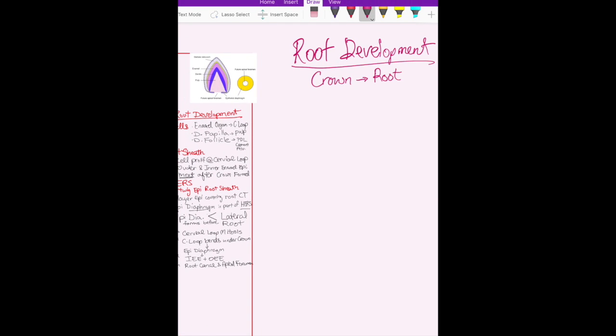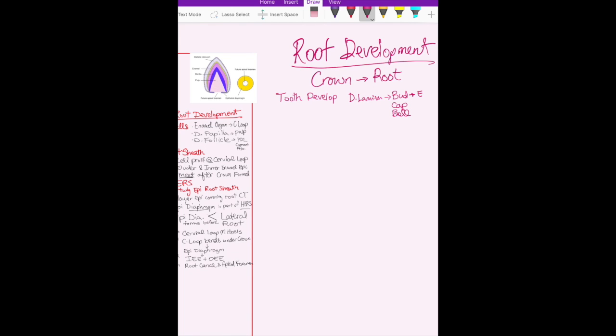And just to recap, we have done our tooth development, which is basically your initiation stage, your dental lamina, and then it goes from the dental lamina into the bud, cap, bell stage. And then finally we have the eruption.